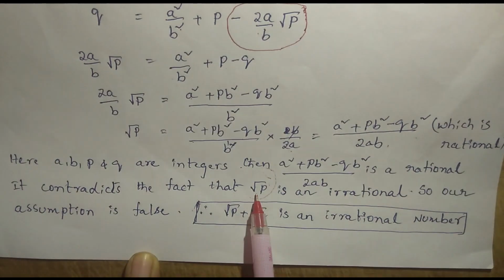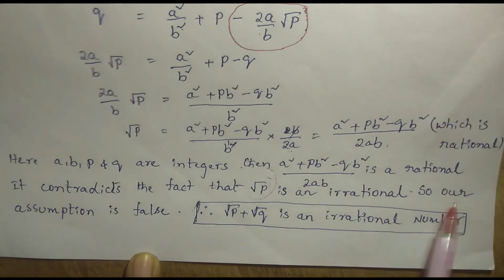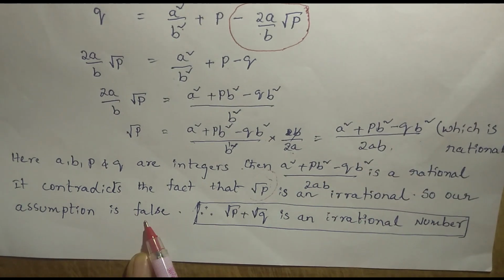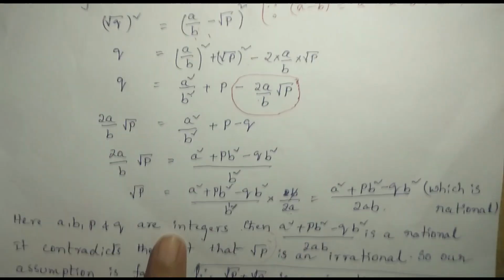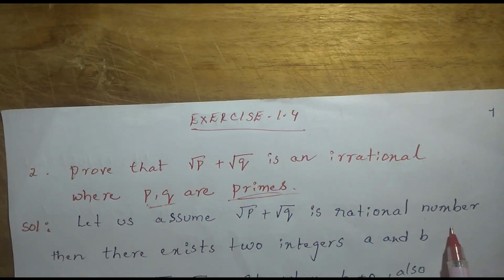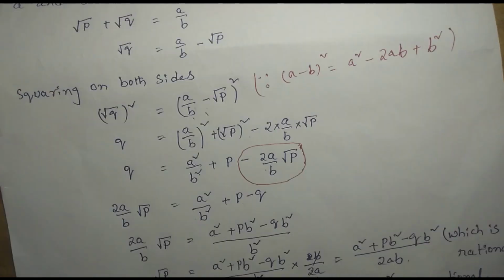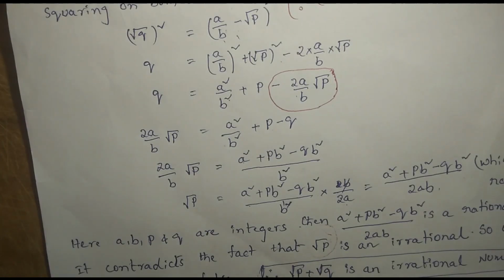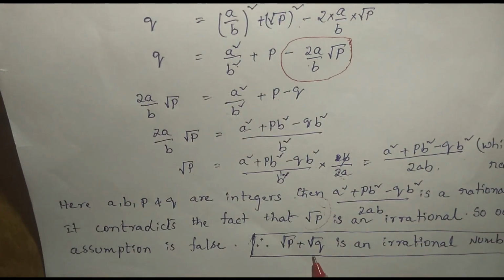So root p is irrational. So our assumption is false. What is our assumption? Root p plus root q is a rational number. So we can prove that root p plus root q is irrational.